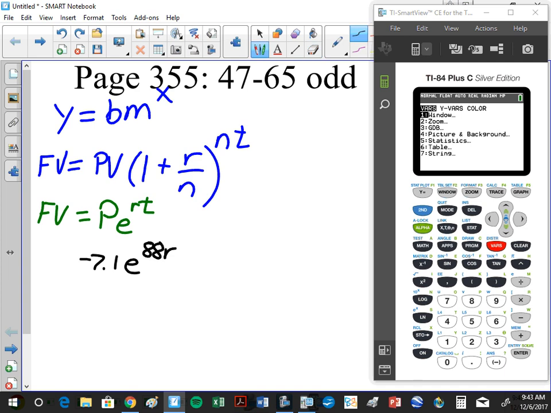Do I know what the future value is? It's going to be 14.2 because we want to double. What can I solve for here? What am I looking for? Well, this will tell me R. Is the question asking me what R is? No.